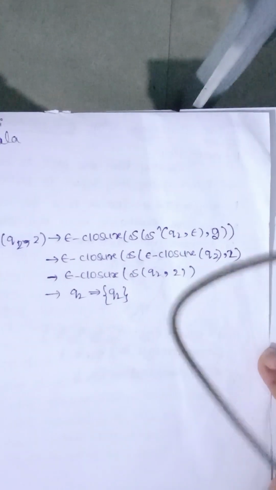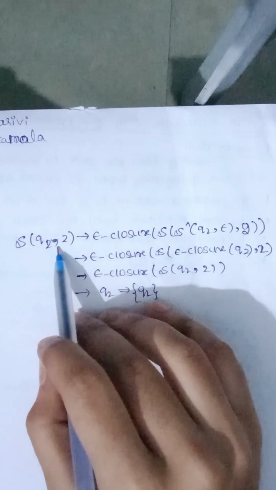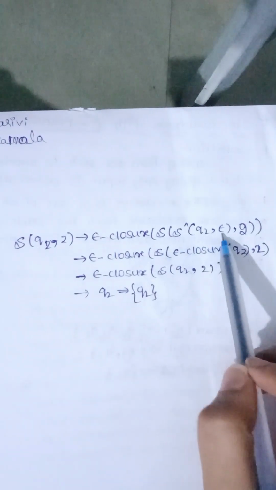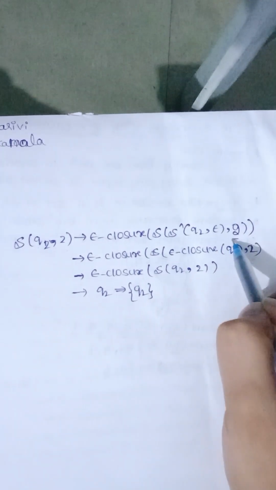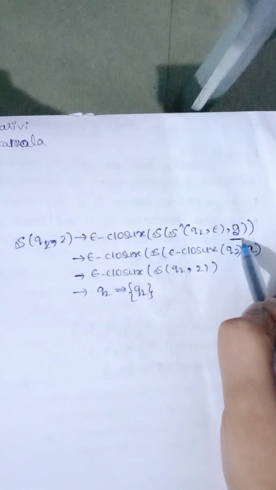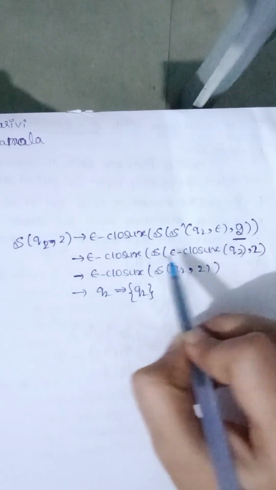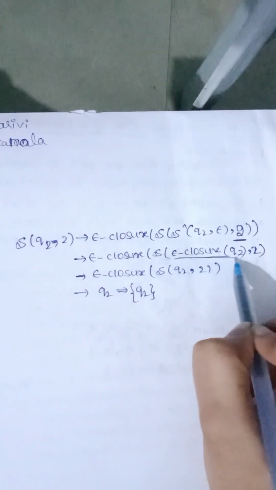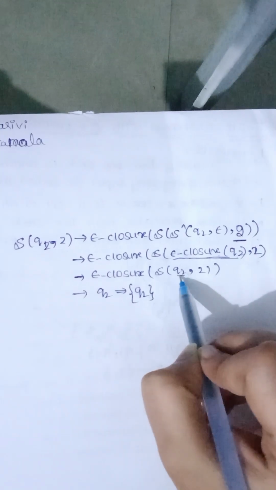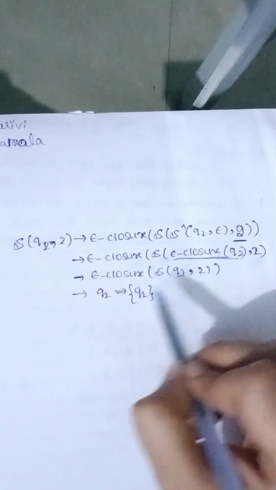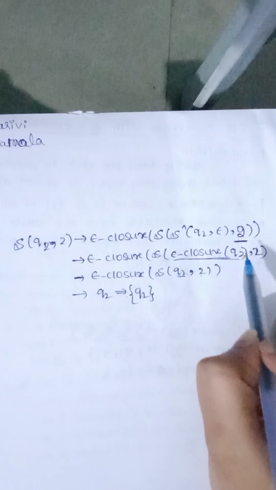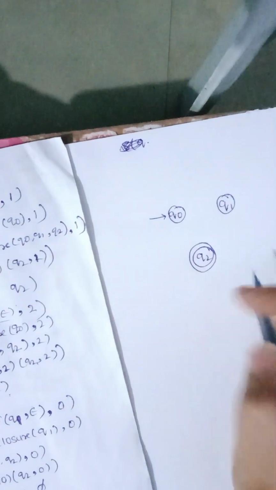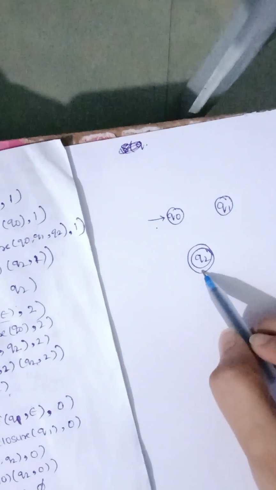See this one: q2 comma 2, epsilon closure of delta cap of q2 comma epsilon comma 2. Here we just changed the input, q2 and 2. Epsilon closure of q2: in the first step, what does the epsilon closure of q2 have? Just q2. So for that, q2 comma 2. Now what is the epsilon closure of q2? q2. Check out here, these are the three states. This is the initial state and this is the final state.